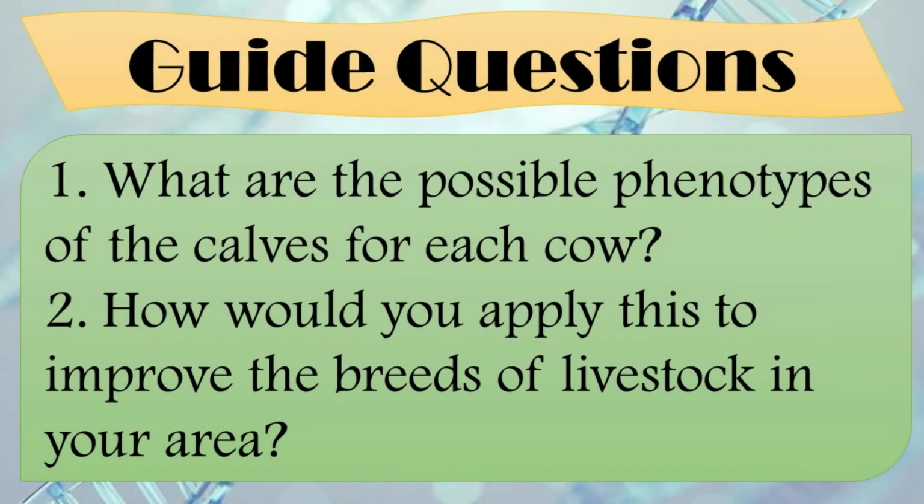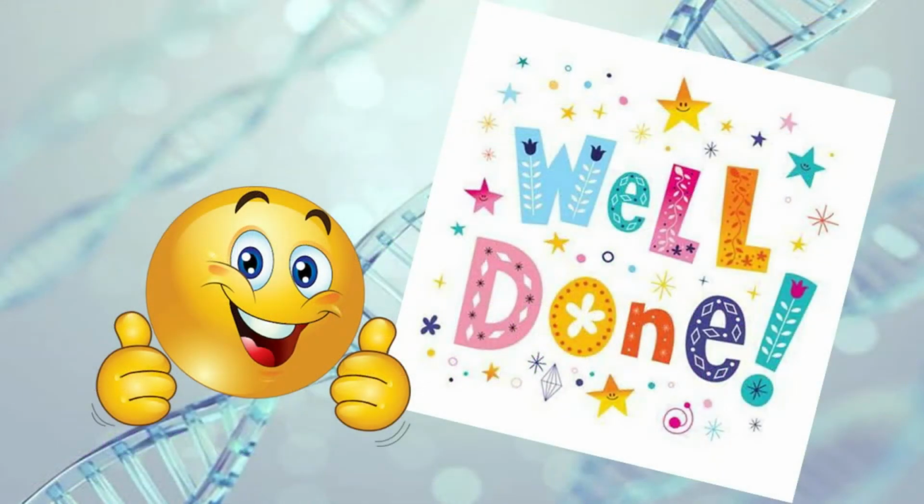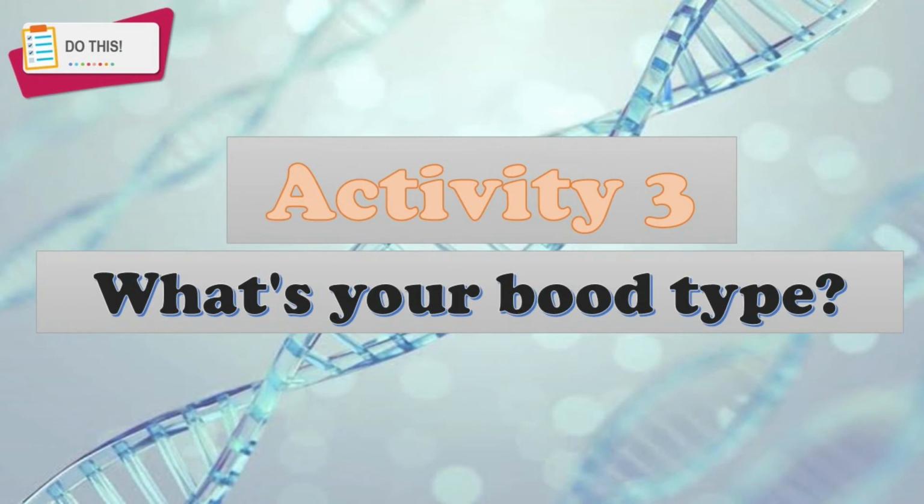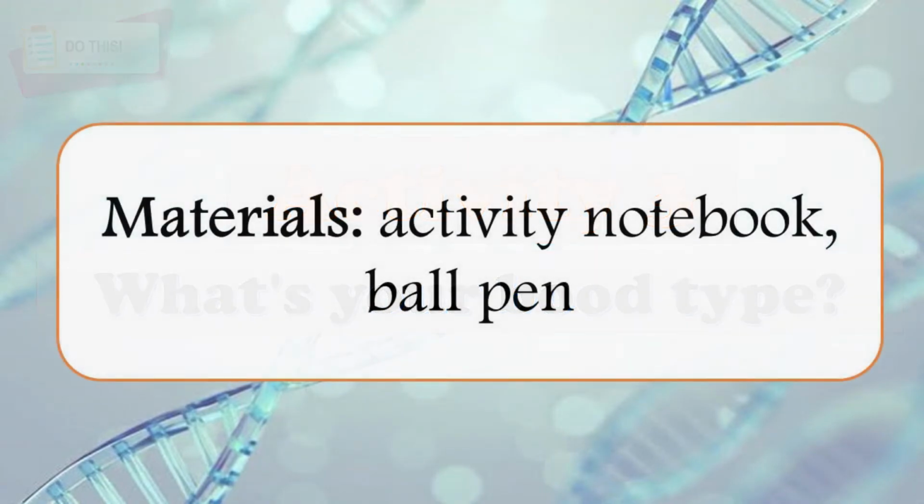Guide questions. Number 1. What are the possible phenotypes of the calves for each cow? Number 2. How would you apply this to improve the breeds of livestock in your area? Well done! Now, let's move to Activity 3. Activity 3 entitled What's Your Blood Type? Materials needed are activity notebook and ballpen.